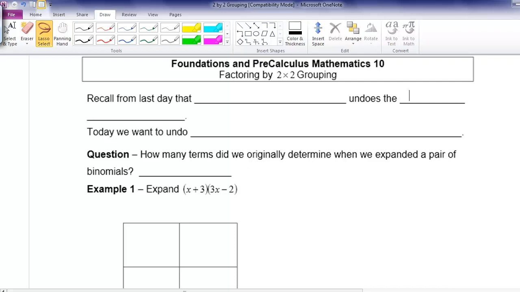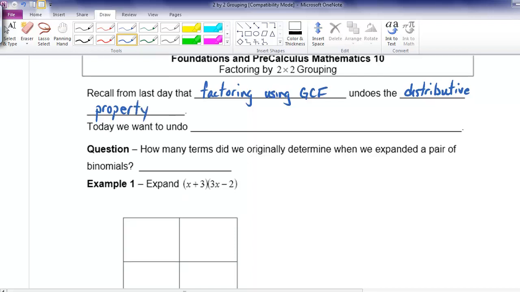Day number 2 of unexpanding, aka factoring. Recall from last day that factoring using the greatest common factor undoes the distributive property. So in doing your homework, textbook work, in looking at your work from expanding, you should see that those are just forward and backward operations.